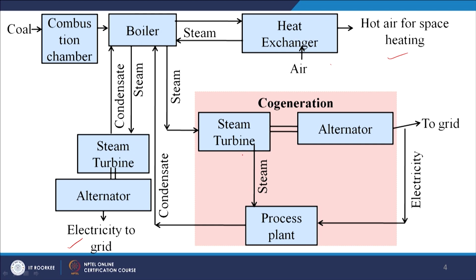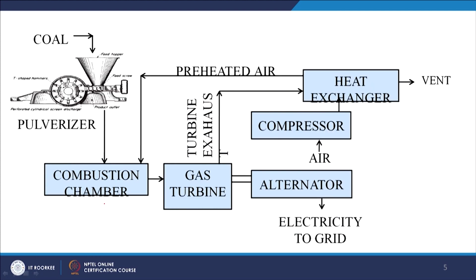Another option is a combination of both heat and electricity. Steam comes to the steam turbine, we generate electricity and supply it to the grid, and this steam is also used in the process for heating purposes. This is called cogeneration, when we use both electricity as well as heat in the plant. Now, this steam turbine can also be replaced by a gas turbine. Here coal after combustion can go to a gas turbine, and the exhaust of the gas turbine can go to a heat exchanger and increase the temperature of air, which can be used as preheated air, and then it goes to the vent. When the turbine runs, it is connected with a generator and produces electricity.